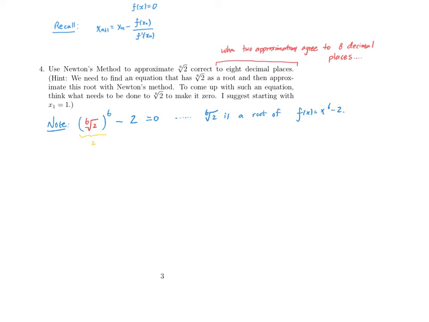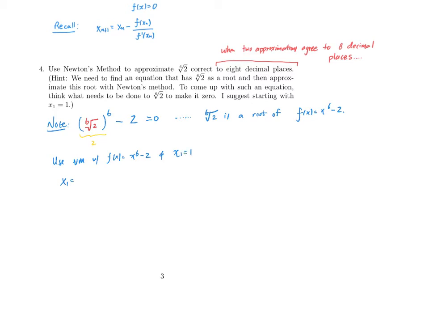So by thinking of a function that would have the 6th root of 2 as a root, we now have a function we can apply Newton's method to. But in order to apply Newton's method, we need an initial guess. So thinking about the 6th root of 2, or even just the square root of 2, what might be an initial guess that you could come up with? And the initial guess I'm going to suggest, and it's not the only initial guess, it's just a very reasonable one to get started with, is x1 equals 1.